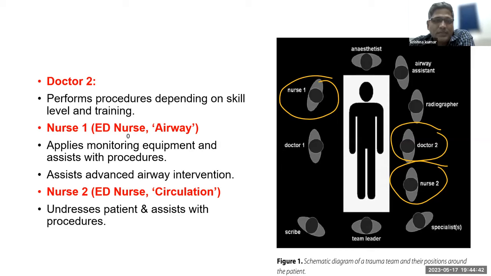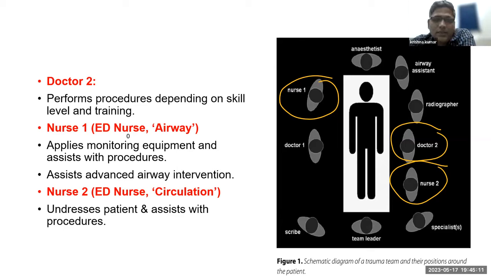The emergency nurse who's standing next to the anesthetist, the ED nurse, applies monitoring: the ECG, the SpO2 monitoring, and the blood pressure monitoring will be applied to the patient, and assists in advanced airway intervention. And the two standing on the left side of the patient undress the patient and assist in procedures. This is all happening if you have multiple people. The entire sequence of airway, breathing, circulation, disability and exposure, everything happens simultaneously because the methodology is a horizontal approach.